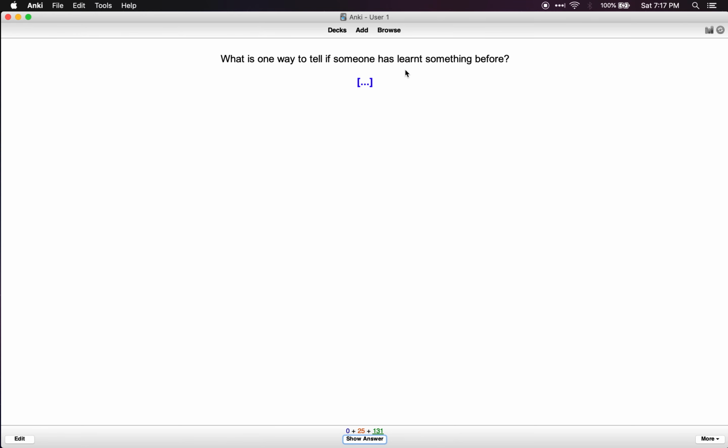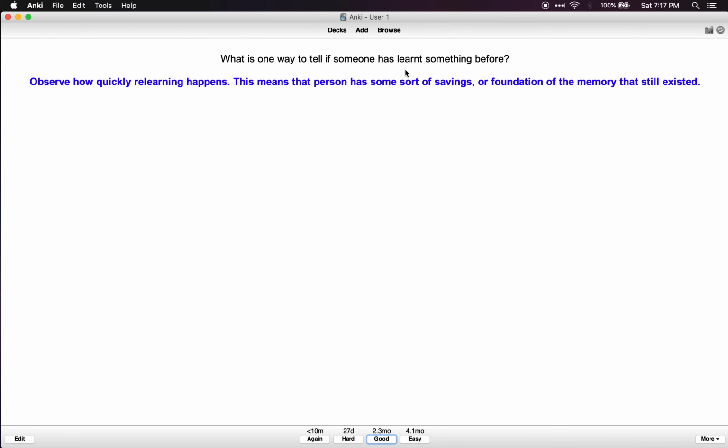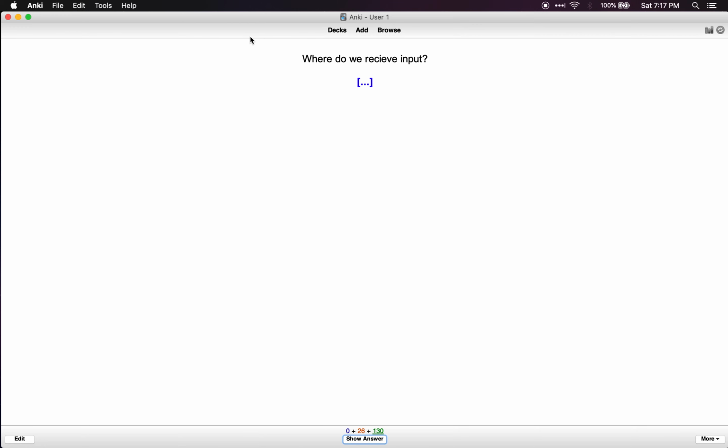What is one way to tell someone has learned something before? How quickly they can remember it or relearn it. Where do we receive input? Sensory register. We receive input into sensory register. Describe the pathway when a molecule comes to activate. So we activate olfactory receptor cells. They send synapses to the olfactory bulb, going to the glomerulus, then to mitral and tufted cells, which go to the amygdala of the brain.